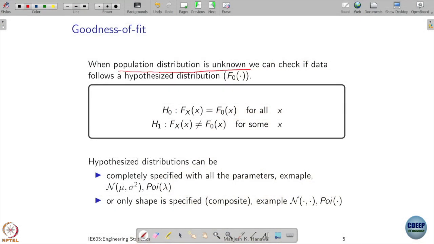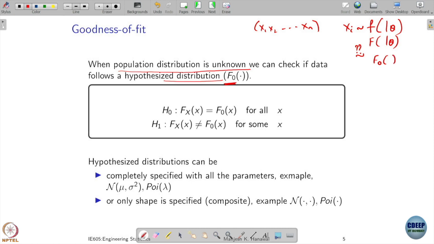Now, in that regard, let's say your underlying population distribution is unknown, and we want to check if the data follows a hypothesized distribution, which I'm going to denote as F naught. Earlier, when I had these samples, I assumed the F_i's follow certain PDF or some parametric CDF. Now I'm going to assume that this itself is not known. I want to check this itself, and I'm going to denote it as F naught here.